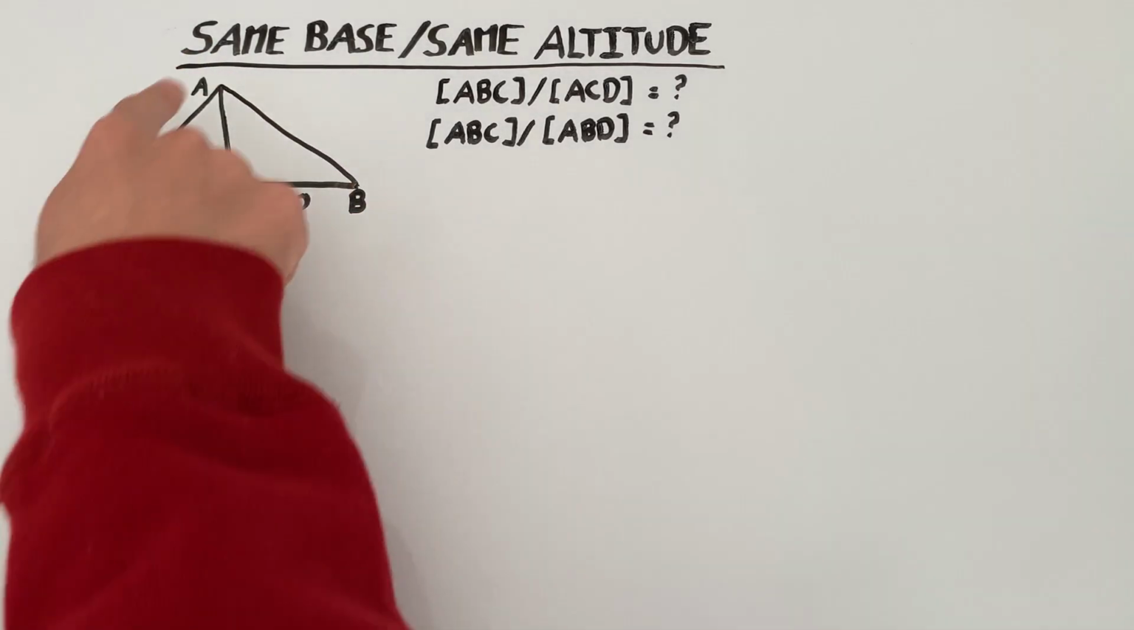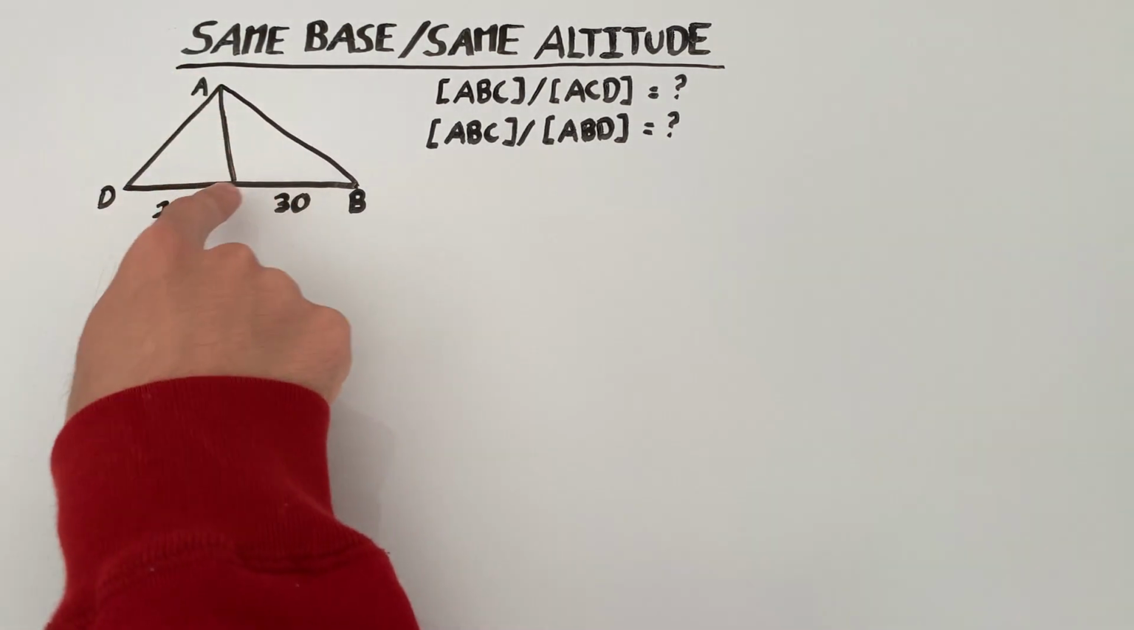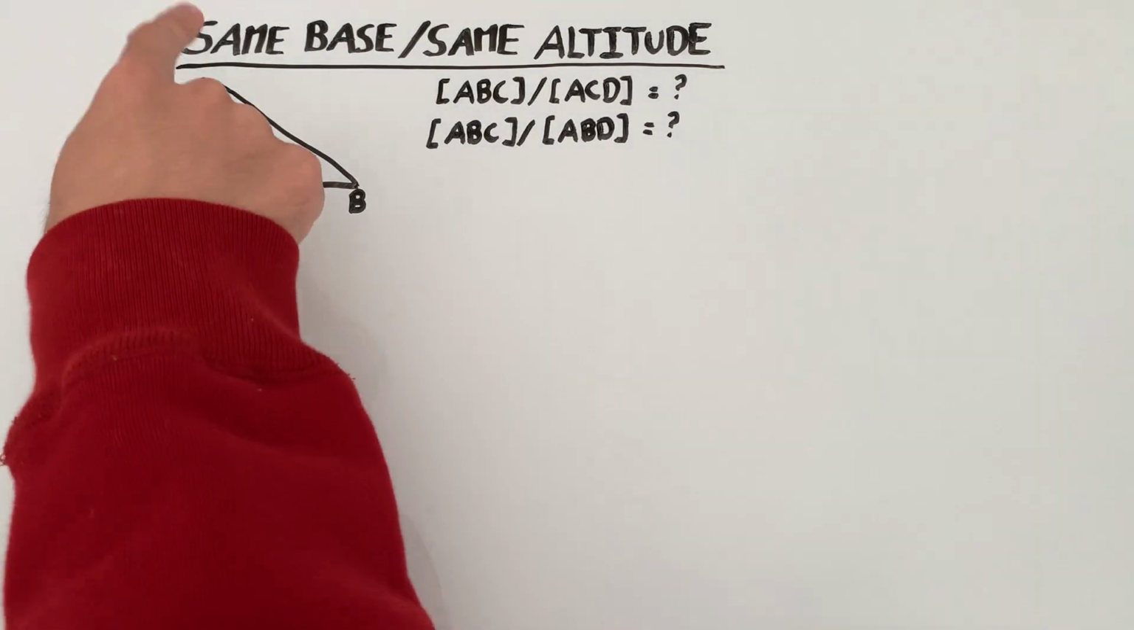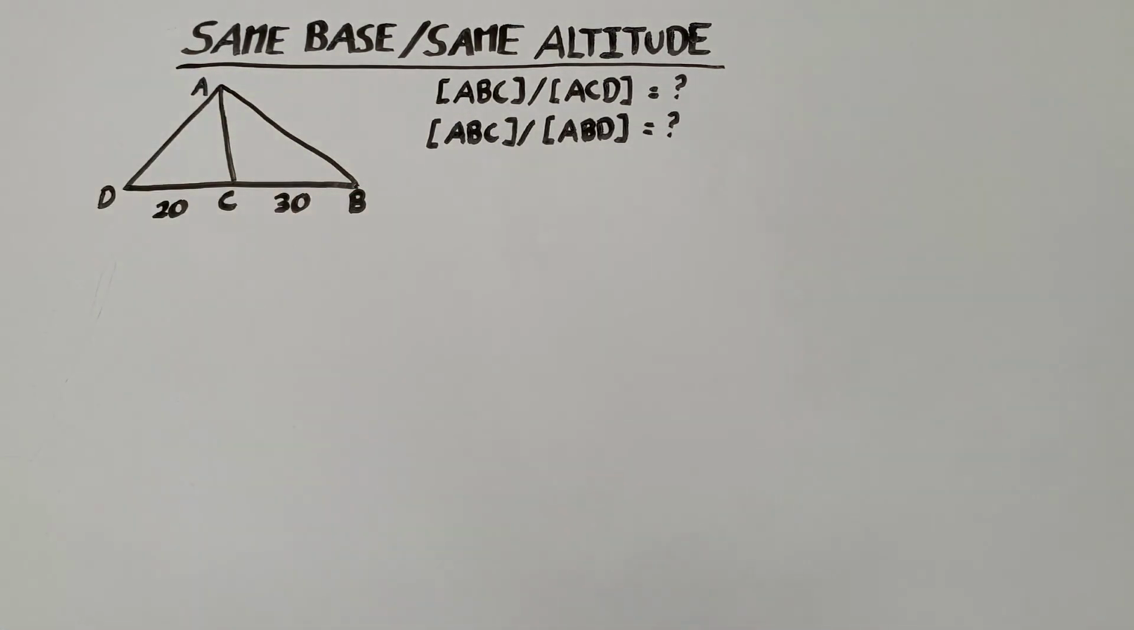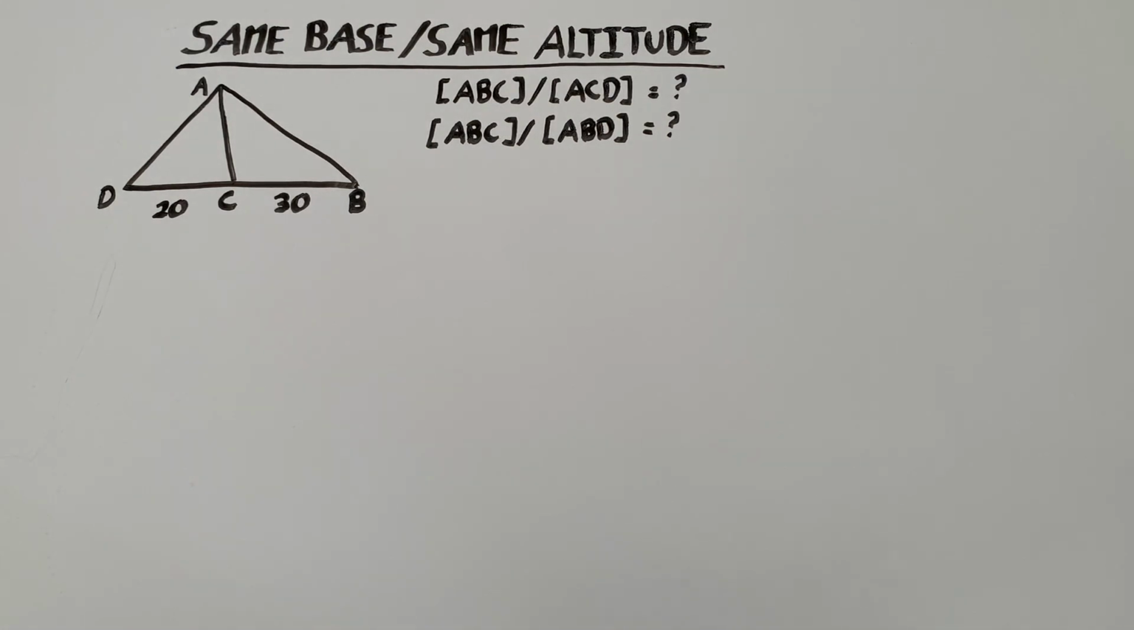In this triangle, triangle ABD, we have two smaller triangles. We have triangle ACD and triangle ABC. And the first thing we want to figure out is what is the ratio of the area of triangle ABC to the area of triangle ACD. So let's take these two triangles and draw them separately.